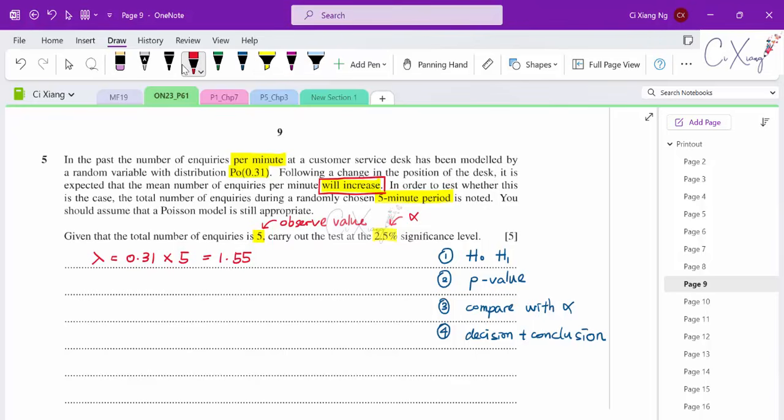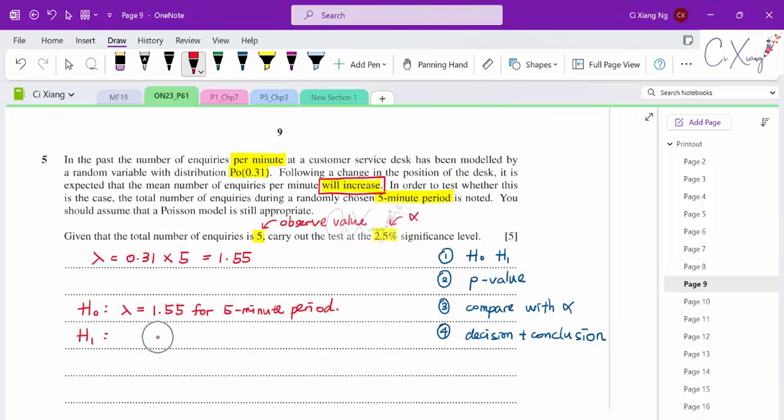So let us start. So first step, we are going to start with null and also the alternative hypothesis. In our syllabus, okay, so we are always let the null hypothesis put it equals to, the sign with equal sign, always in the null hypothesis. So it is equals to 1.55 for 5 minutes period. Okay, so if you have a look for the marking scheme, right, it is not wrong that you write 0.31 for 1 minute as your null hypothesis. It is still correct. Okay, but for me, I prefer maybe to make it become the 5-minute period so that I know that, oh, my lambda actually is 1.55.